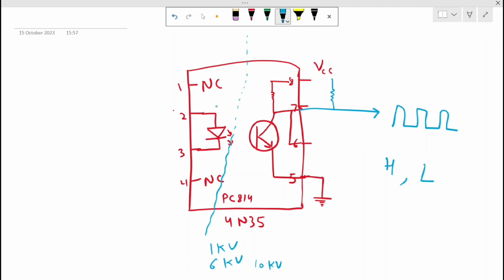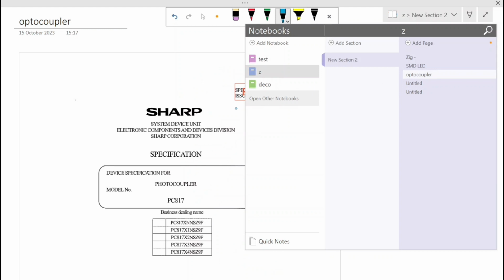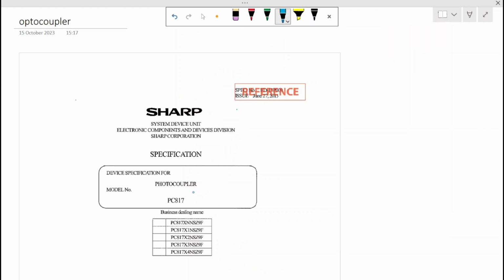So here also the same type of LED is there, as we have discussed previously. If you see its LED, I will take you to the data sheet, then you will understand. So if you see here the optocoupler, I have taken this optocoupler PC814, I have written wrongly, it is PC817. Generally this is used for power supply design.